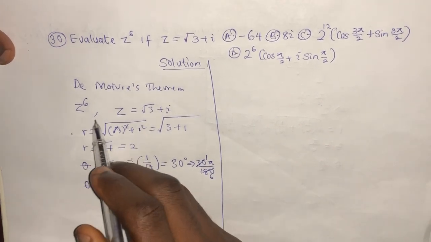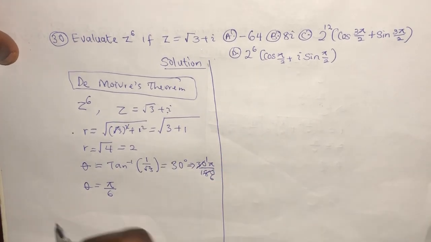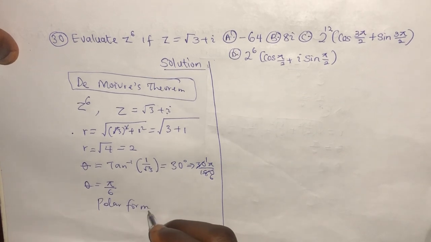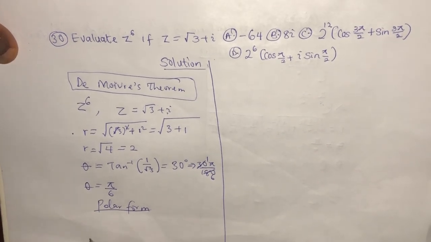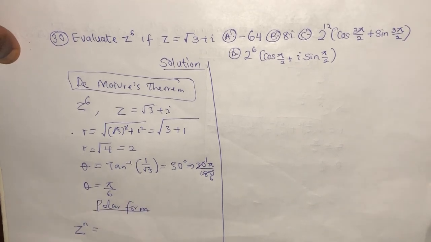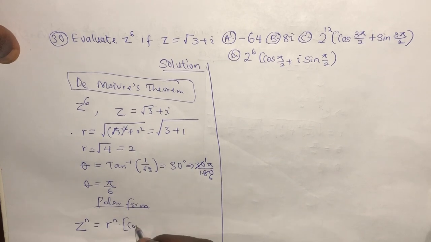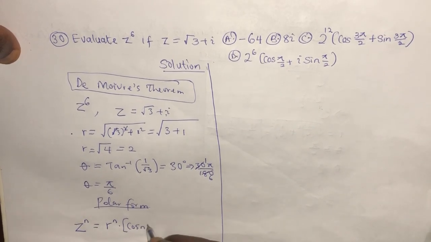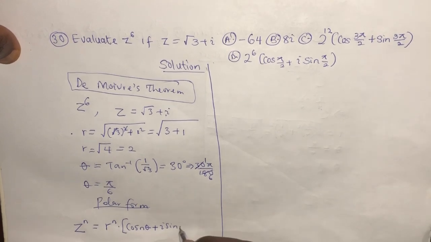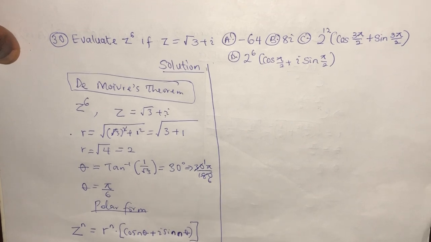Now, if you want to write it in terms of De Moivre's theorem, which is writing it in its polar form, here is what we are going to be following. We are going to say z to the power of n is equal to r to the power of n multiplied by cos n theta plus i sine n theta. Then let's use this and get our answer straight up.